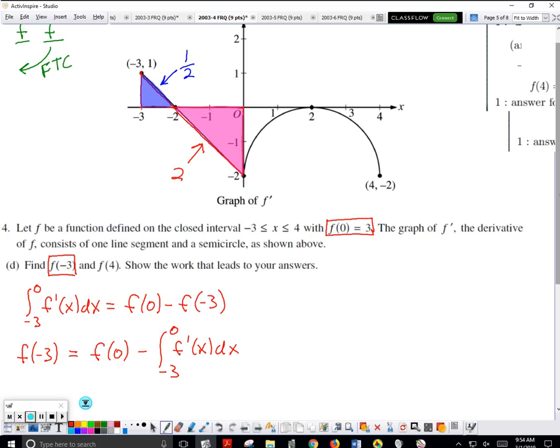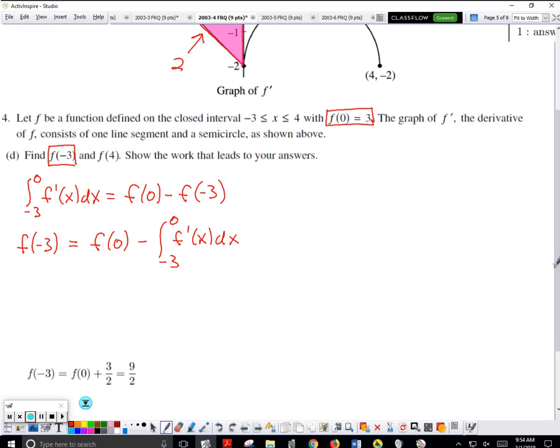So down here, I write f of negative 3 equals f of 0, which is 3, minus parenthesis. The 1/2 counts as a positive. The other counts as a negative. And you can stop right there.